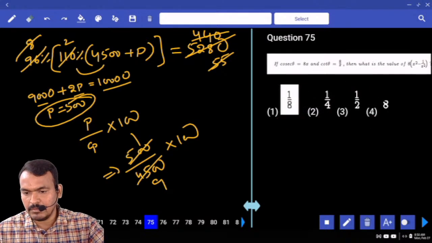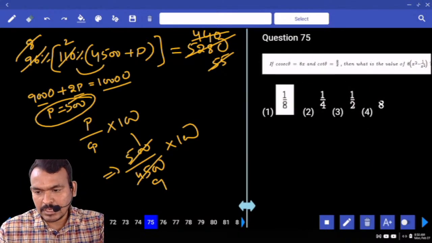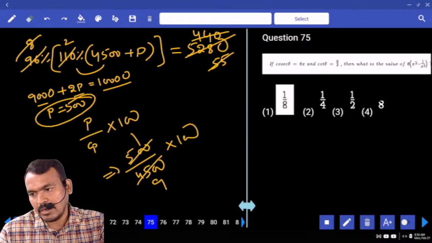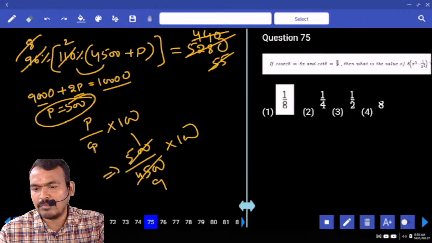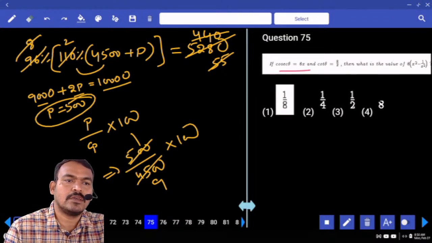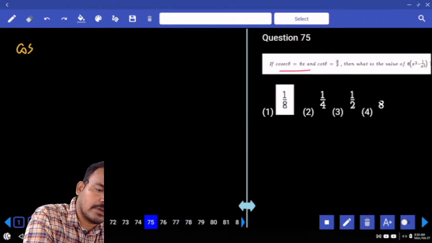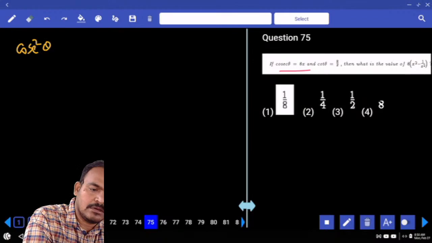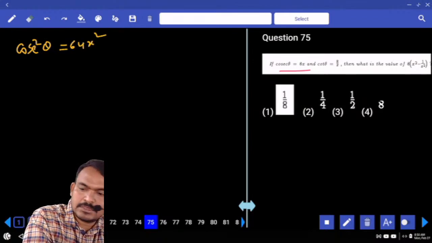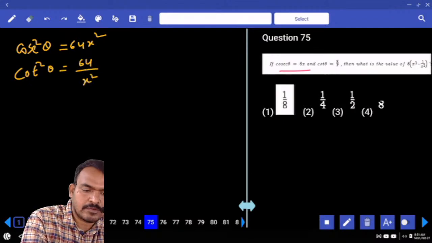Next, 75. Cosecant theta equals 8x. Cot theta equals 8 by x. What is the value of 8 into x square minus 1 by x square? First, squaring on both sides. Cosecant square theta equals 64 x square. Second one, cot square theta equals 64 by x square.